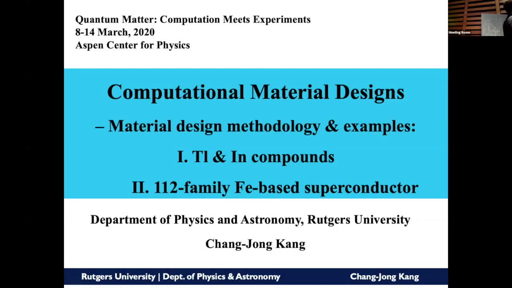So today, I'd like to talk about computational material design: material design methodologies, with some examples including a thorium and indium compound, and the 112 family iron-based superconductor. Through these examples, I emphasize how two different types of correlation, static and dynamic correlation, affect the material design process. The first example is for the static correlation, and the second one is for the dynamic correlation.